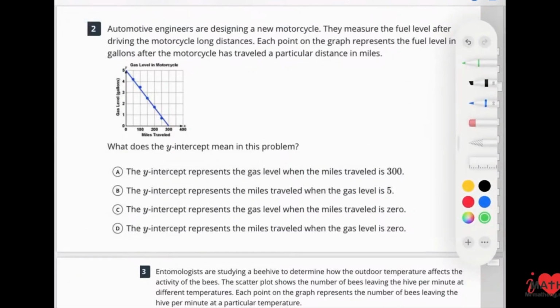Engineers are designing a new motorcycle. They measure the fuel level after driving the motorcycle long distances. Each point of the graph represents a fuel level in gallons of the motorcycle has traveled in a particular distance in miles. What does the y-intercept mean in this problem?